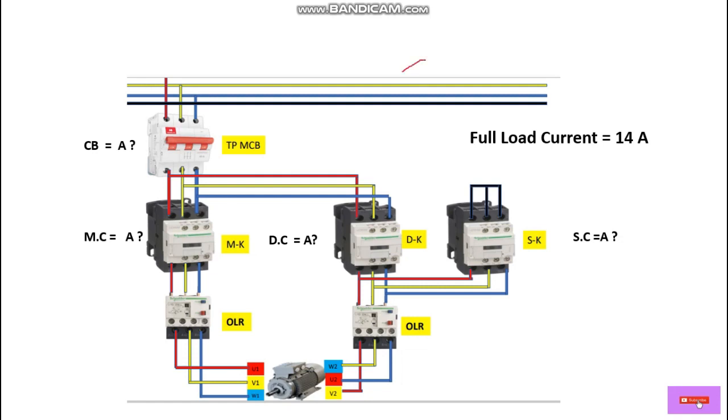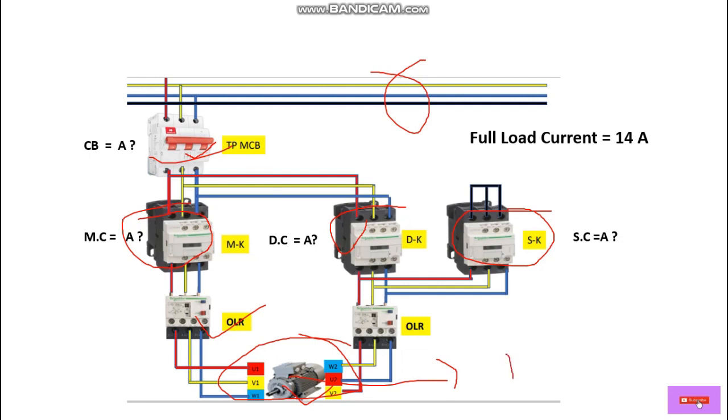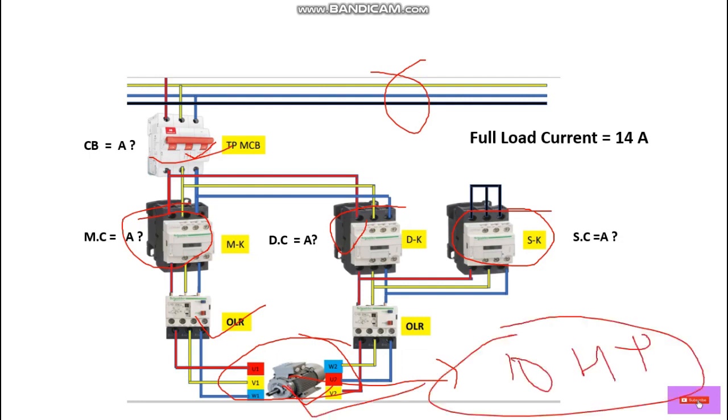So this is the TPN, we can say, bus bar. Here we have a main breaker, circuit breaker, then we have a main contactor, and this is the delta contactor, and this is the star contactor. Here we have an overload relay, and this is the motor terminal block. So this motor is 10 HP capacity. So this is the three-phase induction motor.